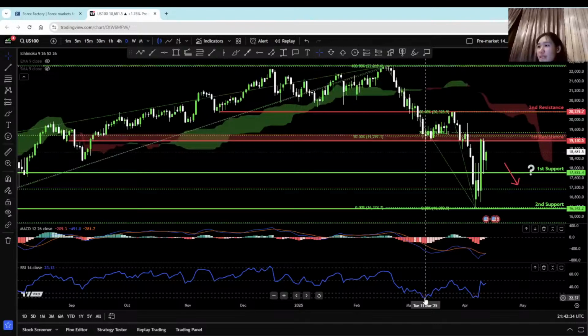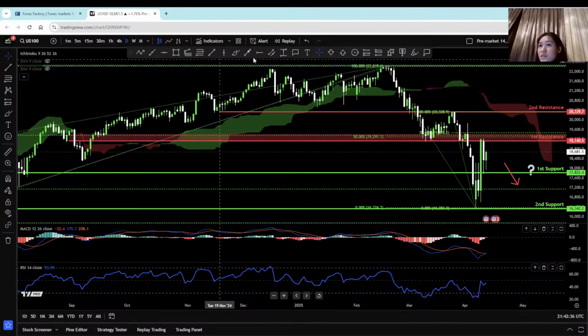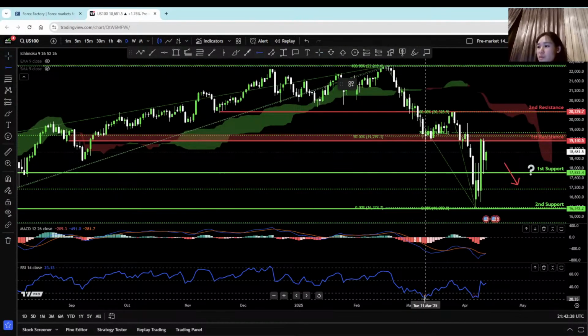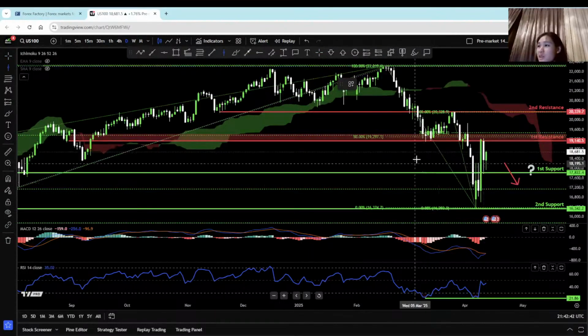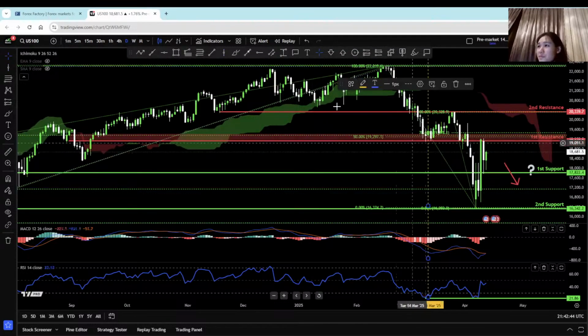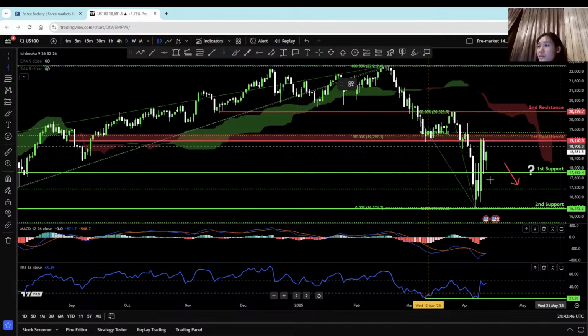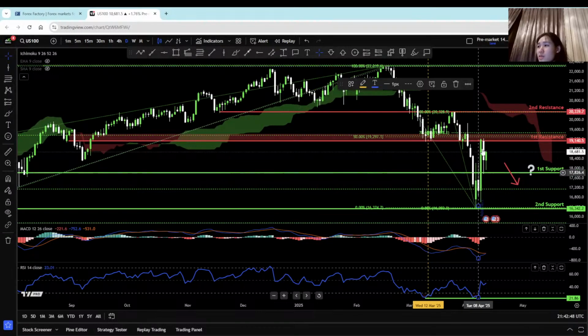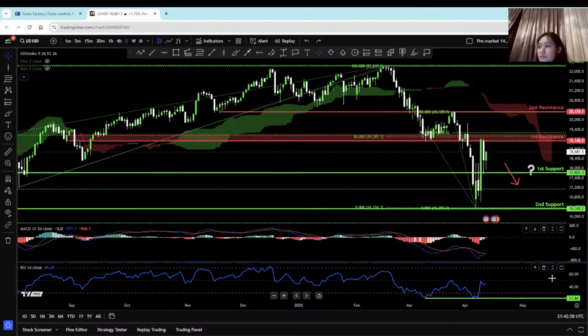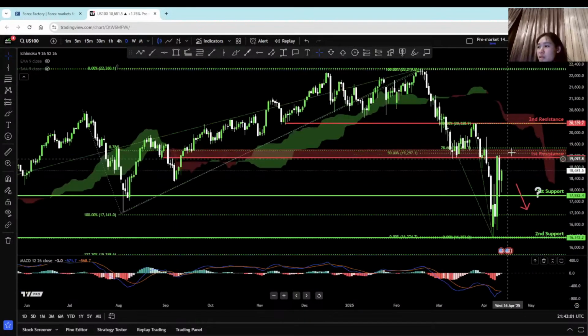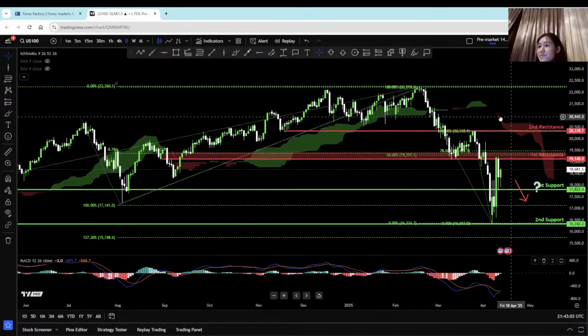Because we do have a divergence here. This is applicable on the stochastic as well. Here as well. But you can already see that prices have already bounced upwards. So that's not really applicable right now. Doesn't really tell us much.